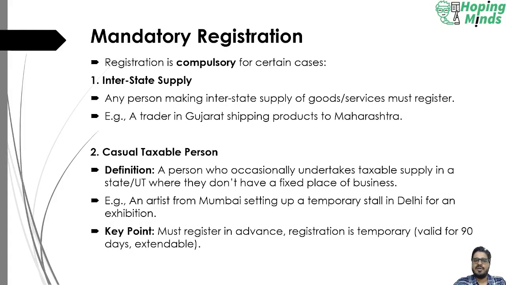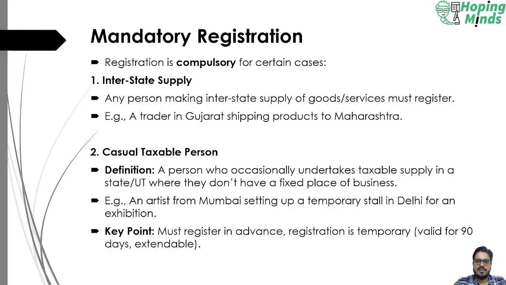Mandatory registration. So far we have seen registration is required once the threshold limit is exceeded. But in a few cases mandatory registration is required to be taken. For example, for interstate supplies, that is supplies beyond the domestic boundaries of the state. Any person making interstate supply of goods or services must get registered under the GST. For example, a trader in Gujarat shipping products to Maharashtra. He cannot ship his product outside the boundary of Gujarat until and unless he has registered himself under the GST.